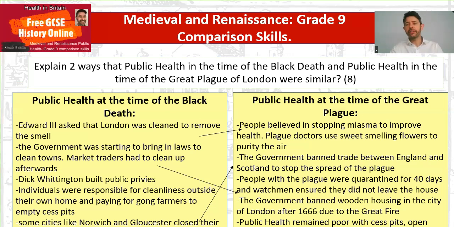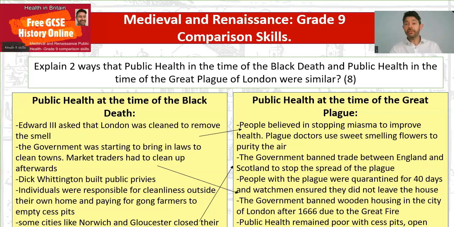We've got obviously quarantine laws, and you've got the government banning particular qualities of housing. You've even got the banning of trade between Scotland and England. And then you've got the closing down of movement of people, clearly at the bottom there. Norwich and Gloucester closed down people coming to their cities, and the government banned trade between England and Scotland to stop the spread of plague as well. So we've clearly got a change in the way in which people can move.